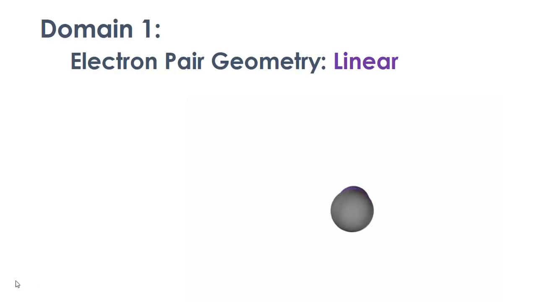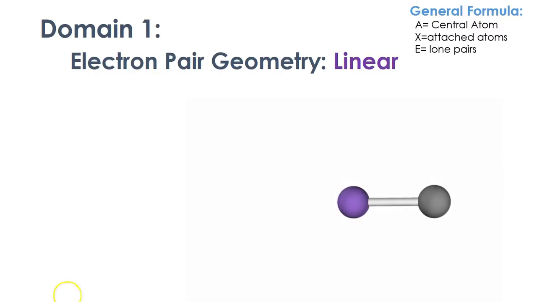What we're going to talk about is our electron geometry names when looking at these individual domains. The first one here is domain 1. The electron pair geometry name for this molecule that only has 1 domain is called linear. We use a general formula to talk about our individual electron pair geometry. The A in the formula represents our central atom, the X represents how many attached atoms we have, and E ultimately talks about our lone pairs.